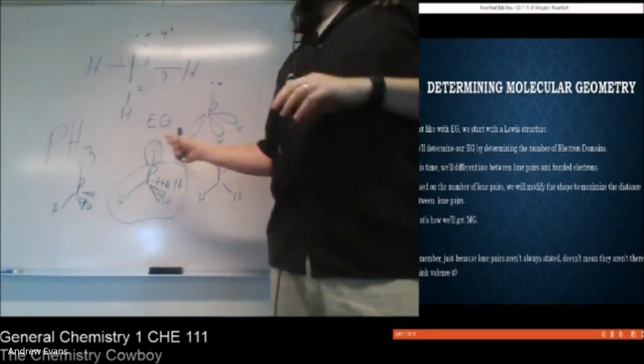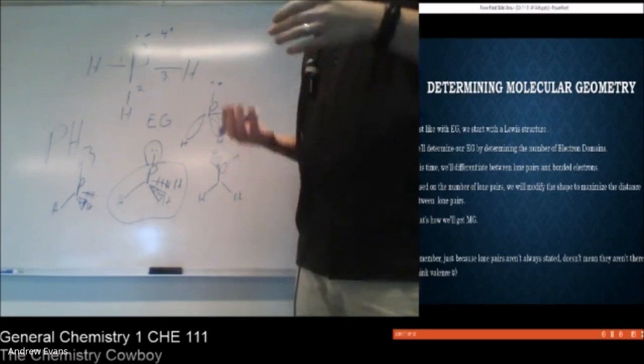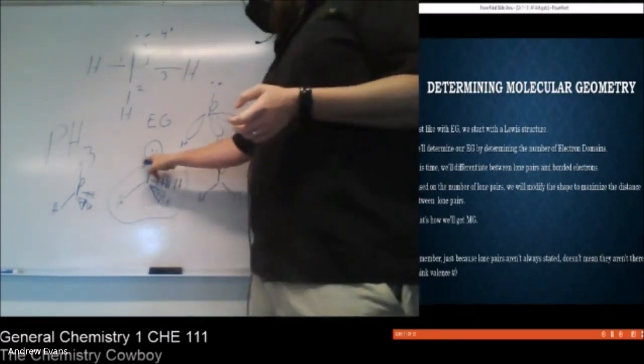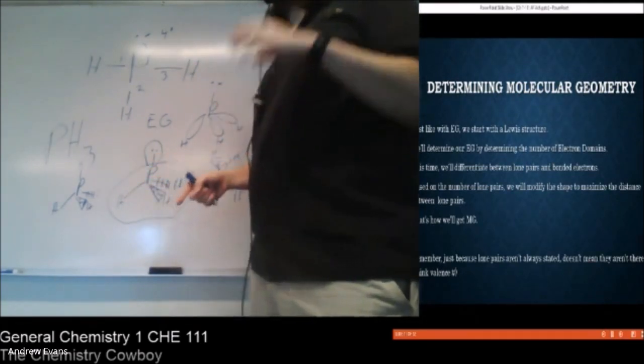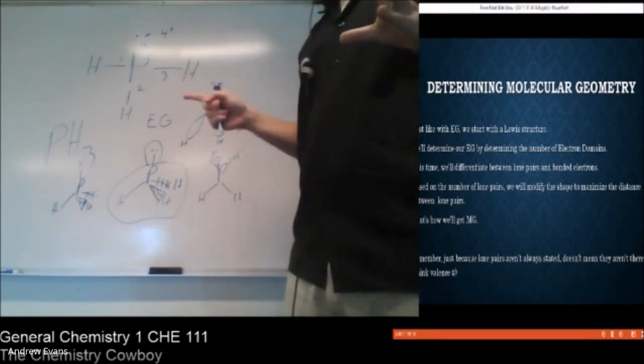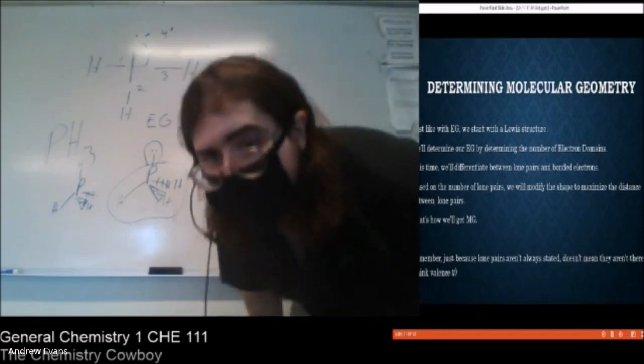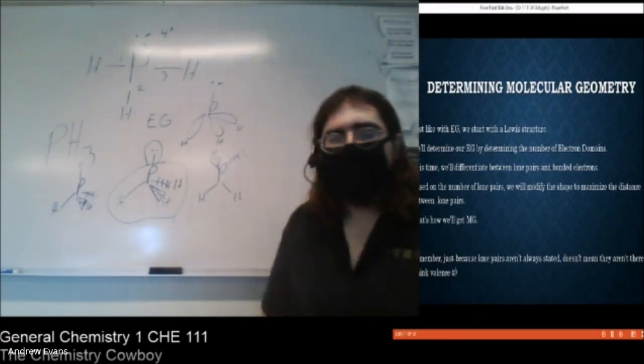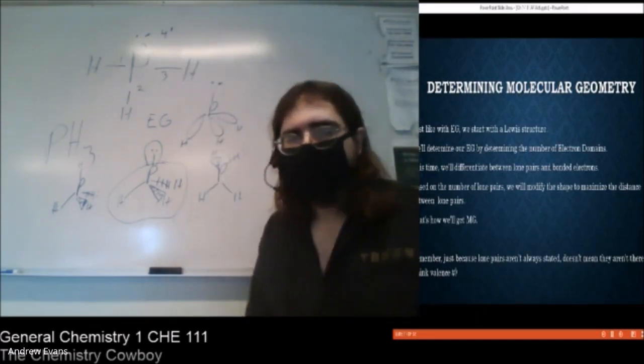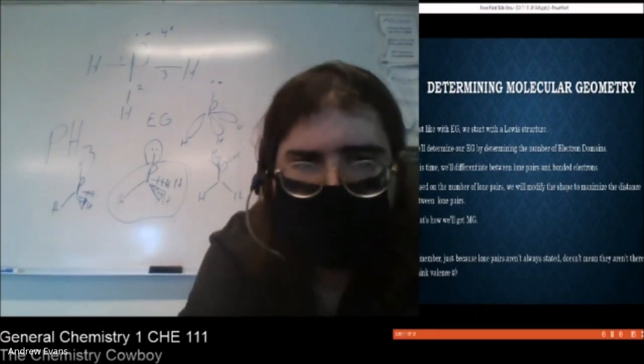We still note the lone pair, but now it's not just 4 things coming off of it, it's 3 bonds, one lone pair. And when we look at the lab sheet, that's one of the things we'll note. And I'll show you on the lab sheet in a little bit.